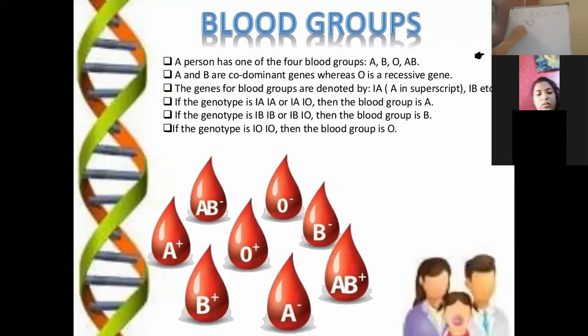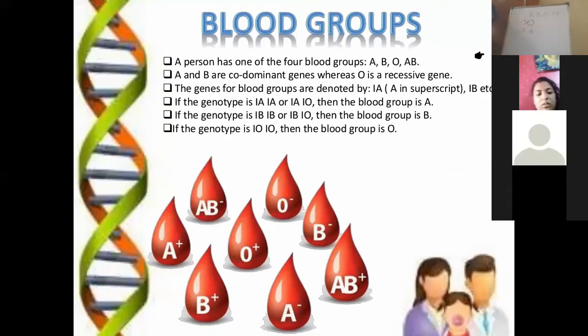Why? Because the O gene is recessive, and A and B are codominant. That means if the A and B genes are both contributed, then the blood group possessed by the organism is AB, because they are codominant. They both will appear in the organism.